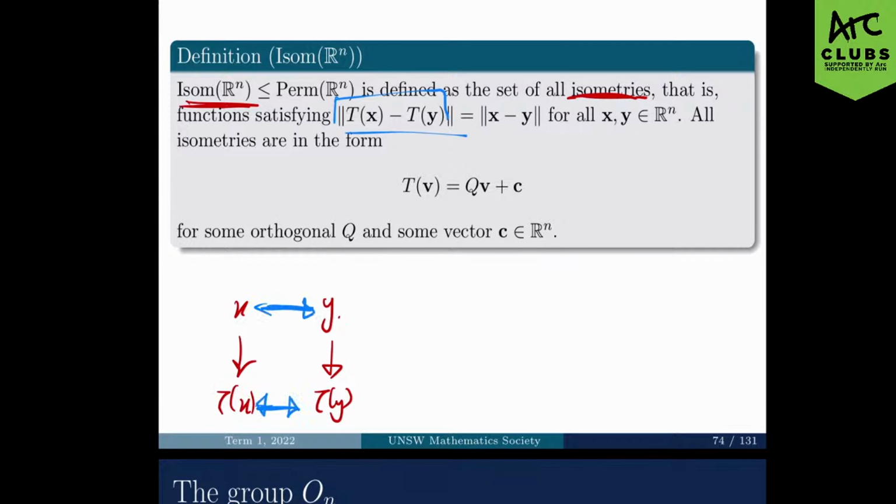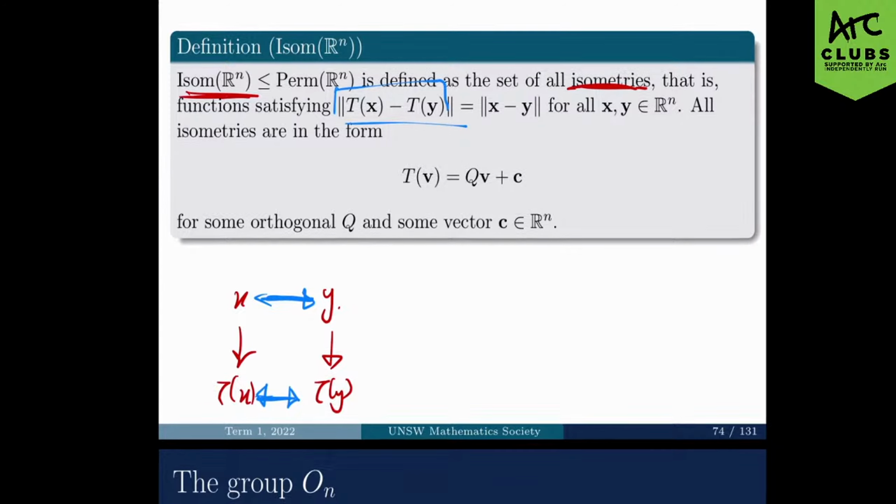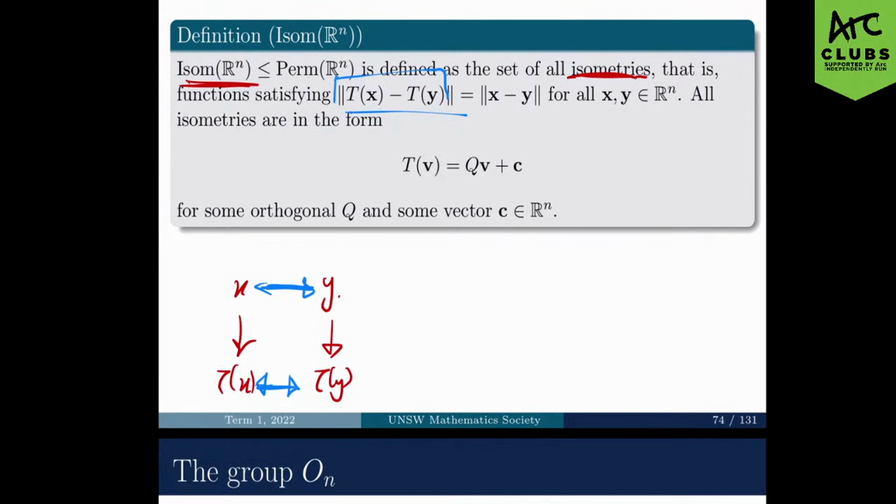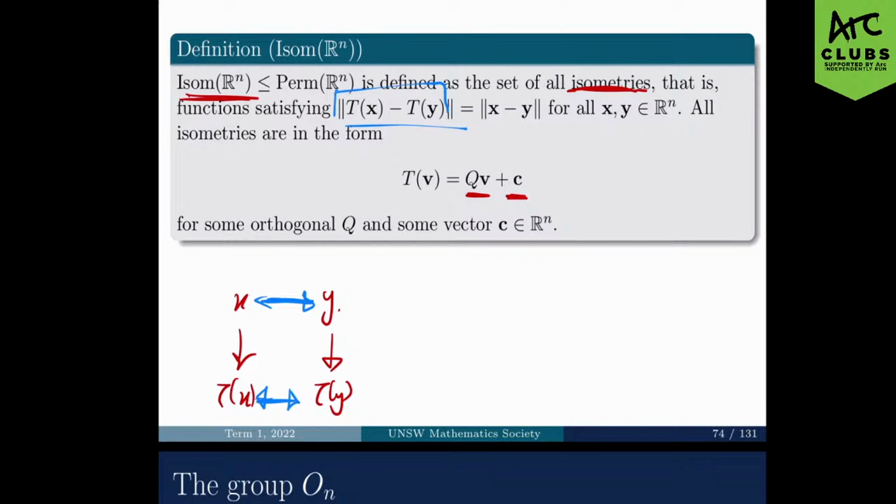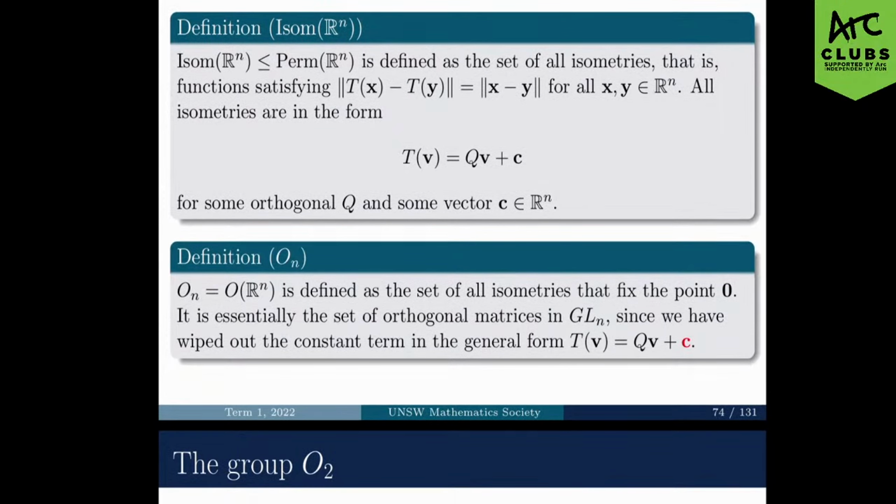All isometries can be written as this linear equation, T(v) equals Q(v) plus c, for some orthogonal matrix Q and some vector c. And if we write this thing, this is the set of all isometries that fix the point 0, which means that for T(v) equals Qv plus c, because 0 has to map to 0, we know that 0 equals Q0 plus c, which means that c has to be equal to 0. So basically this is the set of all isometries in this form.